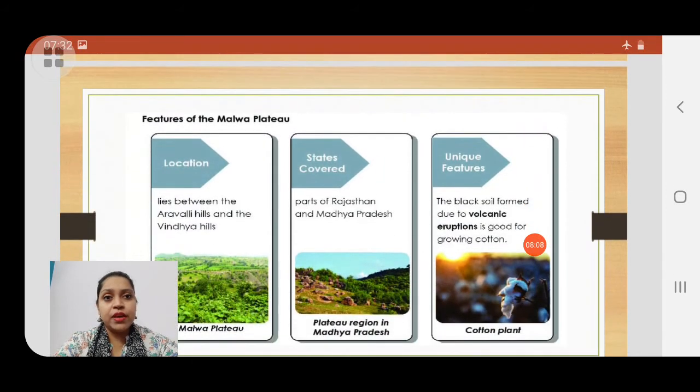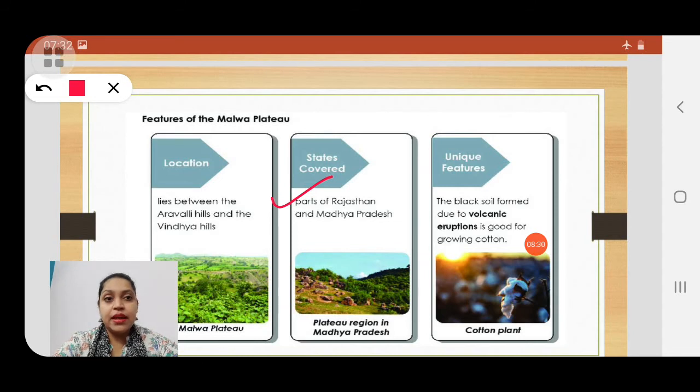Then next we have, which are the states it covers? It covers some parts of Rajasthan and Madhya Pradesh. So the Malwa Plateau is between Rajasthan and Madhya Pradesh. Not the whole of Rajasthan; the Malwa Plateau is present in some regions of Rajasthan and Madhya Pradesh.